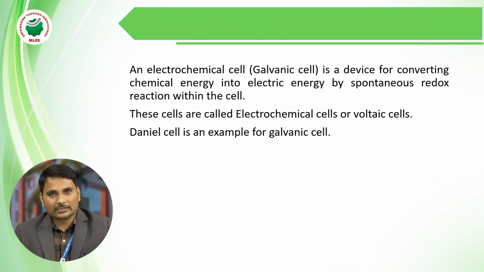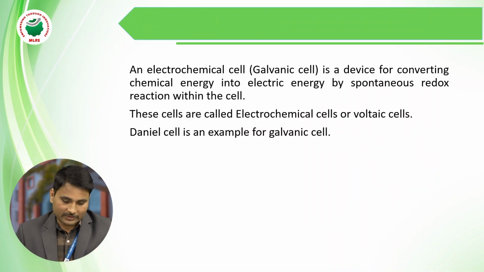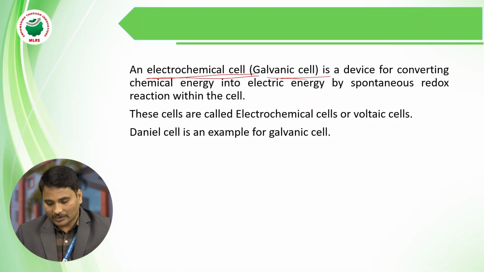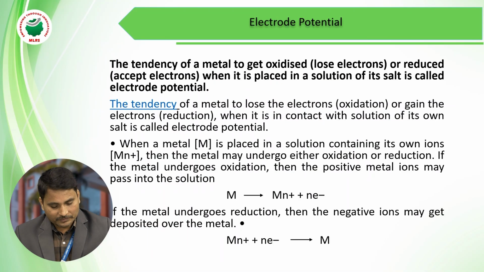To understand this, take the electrochemical cell or galvanic cell. The electrochemical cell or galvanic cell is one of the best examples to understand this. Before going to the electrochemical cell, we want to know some of the fundamental basics of electrochemistry, and the first one is the electrode potential. What is the electrode potential?